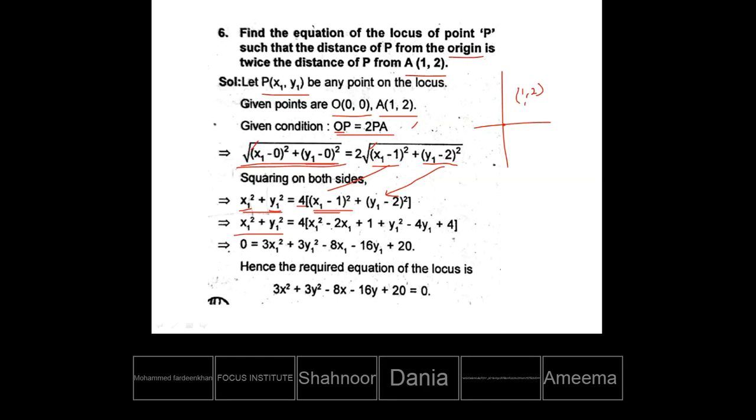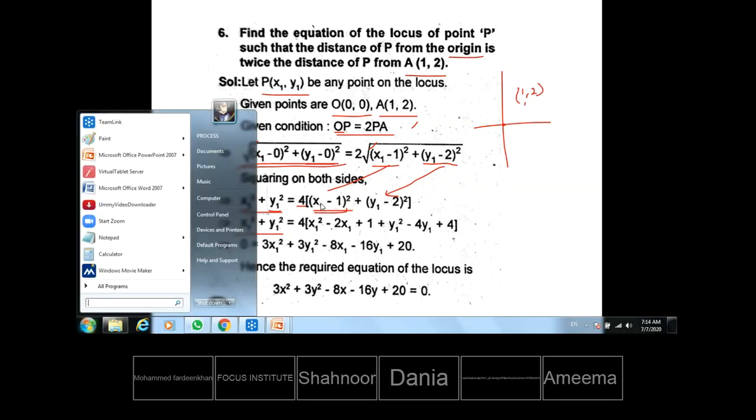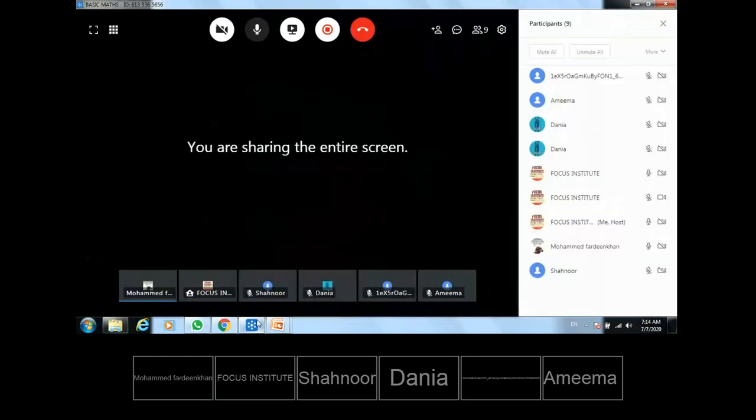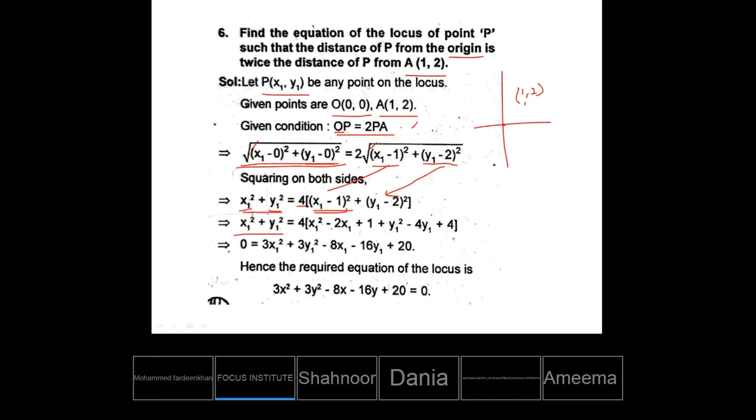Now here you have to use the (a minus b) whole square formula. What is the (a minus b) whole square formula? a square minus 2ab plus b square. Very good. So we are applying it here. a is x1 and b is 1. So the formula gives x1 square minus 2x1 plus 1, plus y1 square minus 4y1 plus 4.